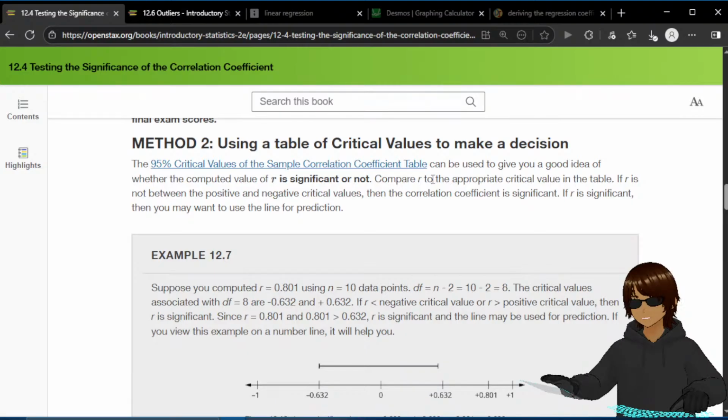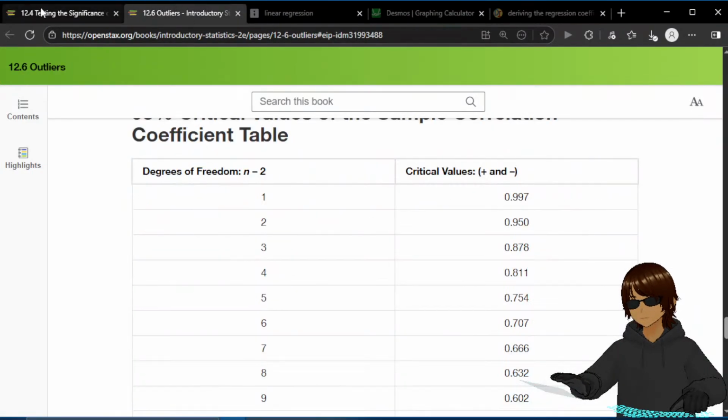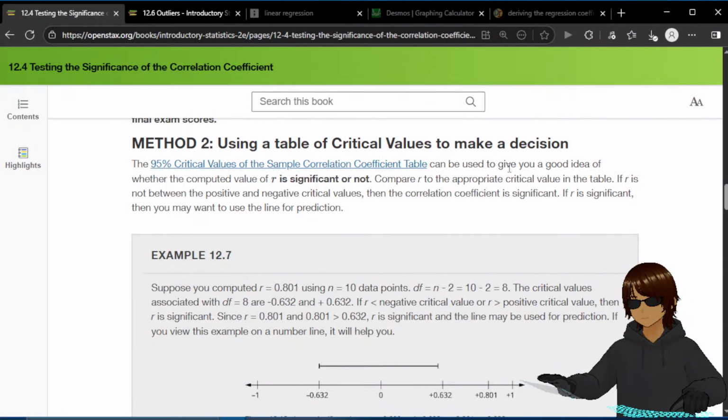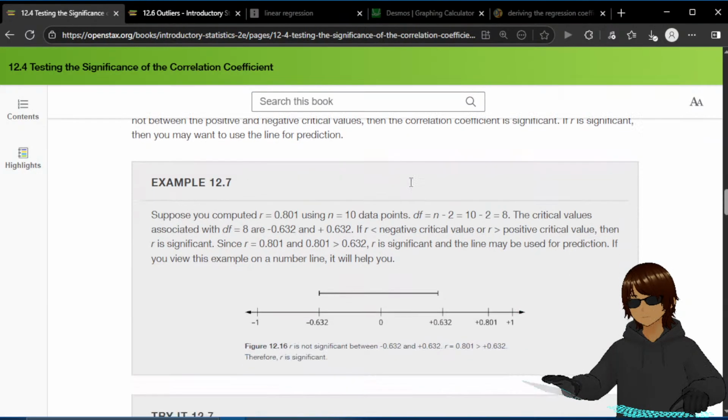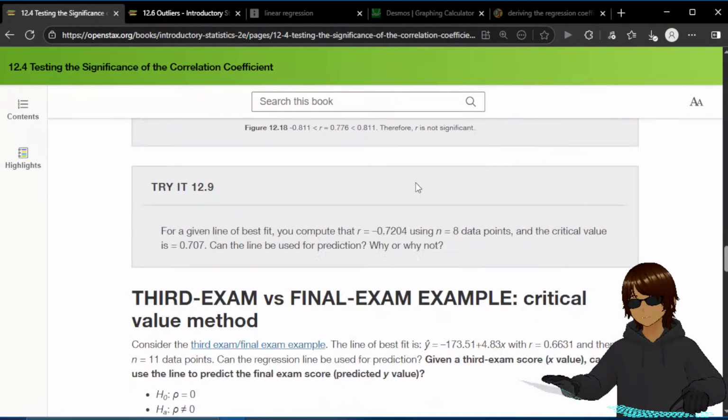Then what are we saying? Whether the computed value of R is significant or not. Compare R to the appropriate critical value in the table. Okay, okay.